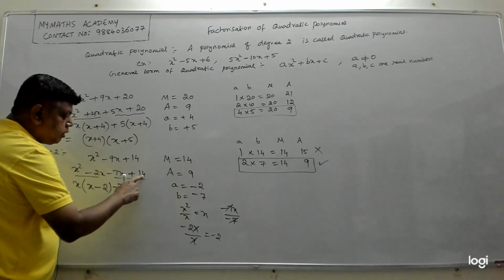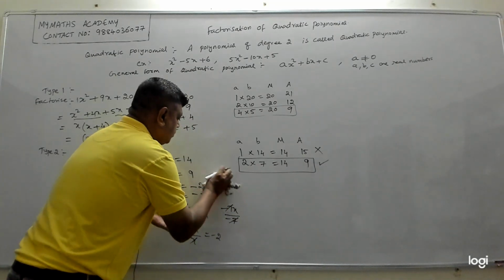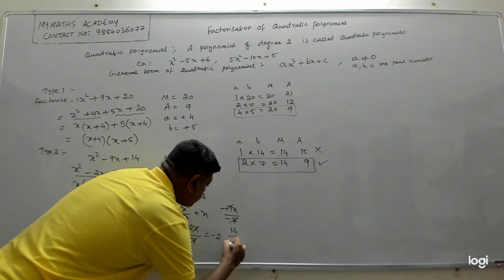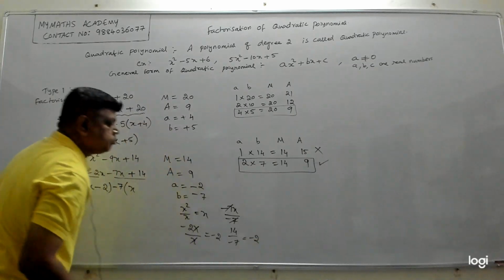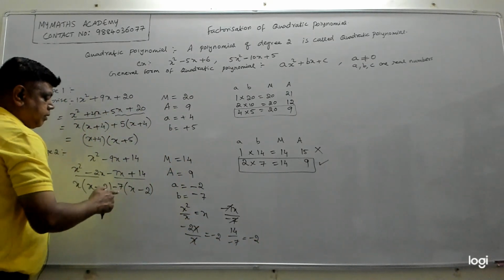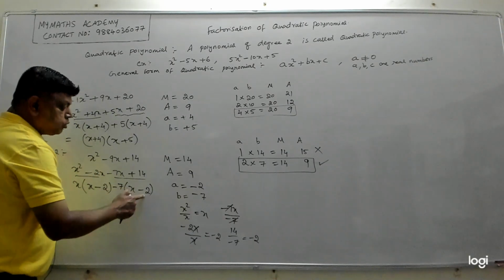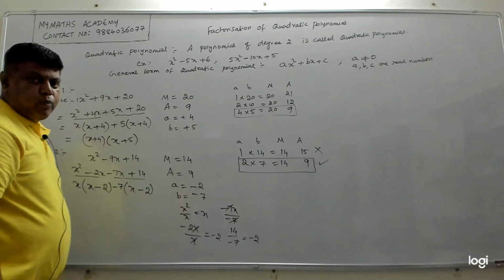So divide 14 by minus 7. What is 14 by minus 7? You will get minus 2. Now if you multiply, minus 7 into x is minus 7x. Minus 7 into minus 2 is plus 14. You will get back this when you multiply.